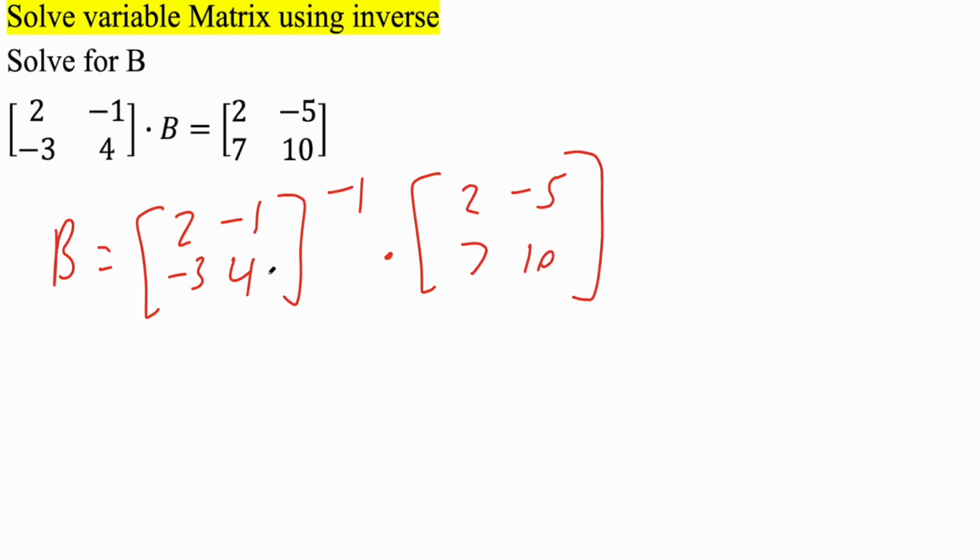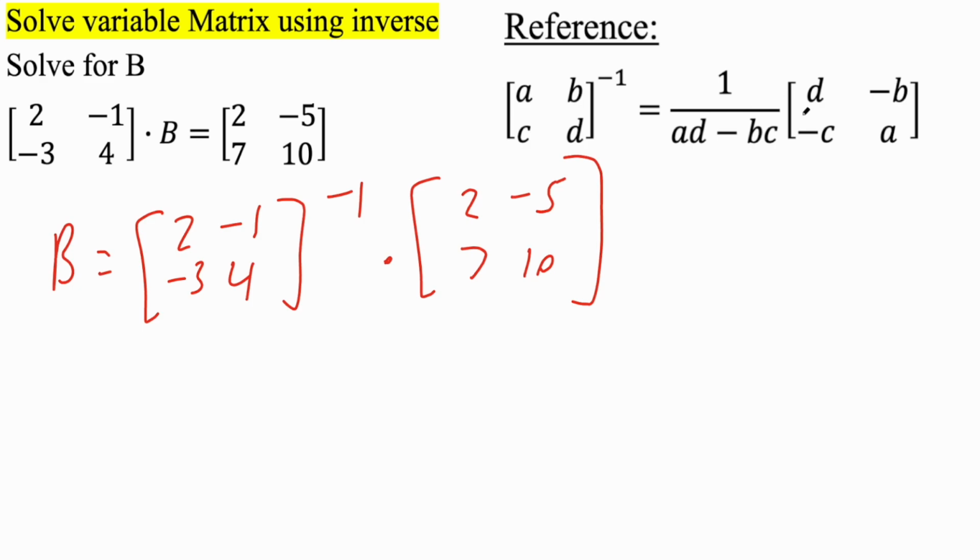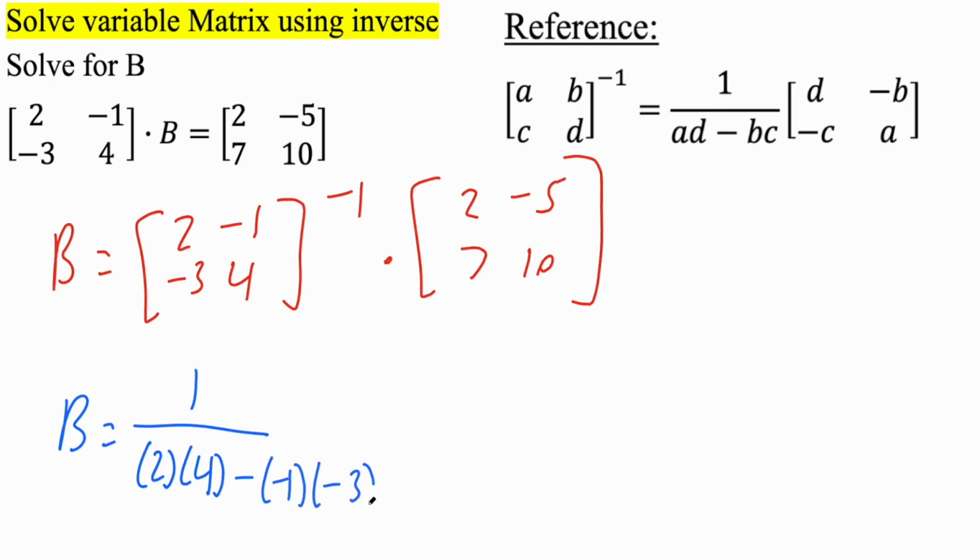At this point, there's a couple of ways to get the inverse matrix of this piece. In the last video, we used the determinant method, so that's what we're going to do here. And the determinant method looks something like this. So we're going to say B is equal to 1 divided by A times D, so 2 times 4, minus B times C, so -1 times -3.